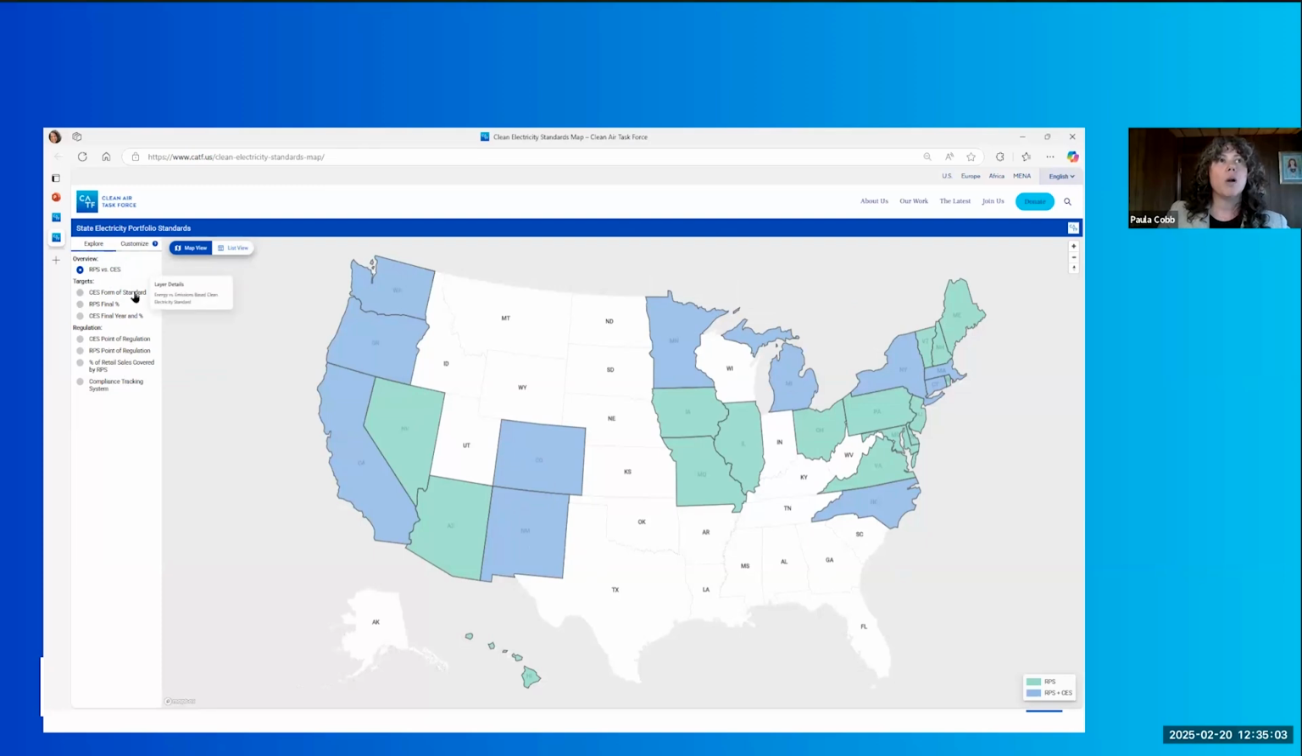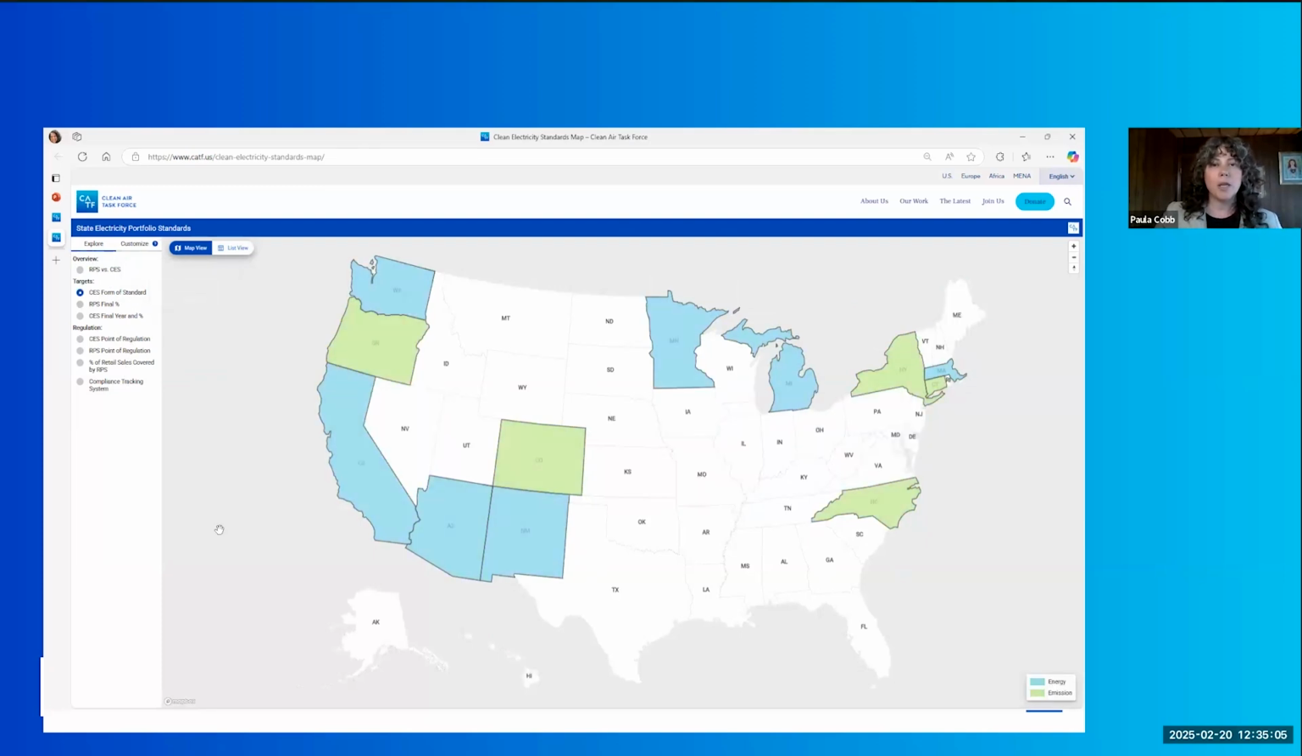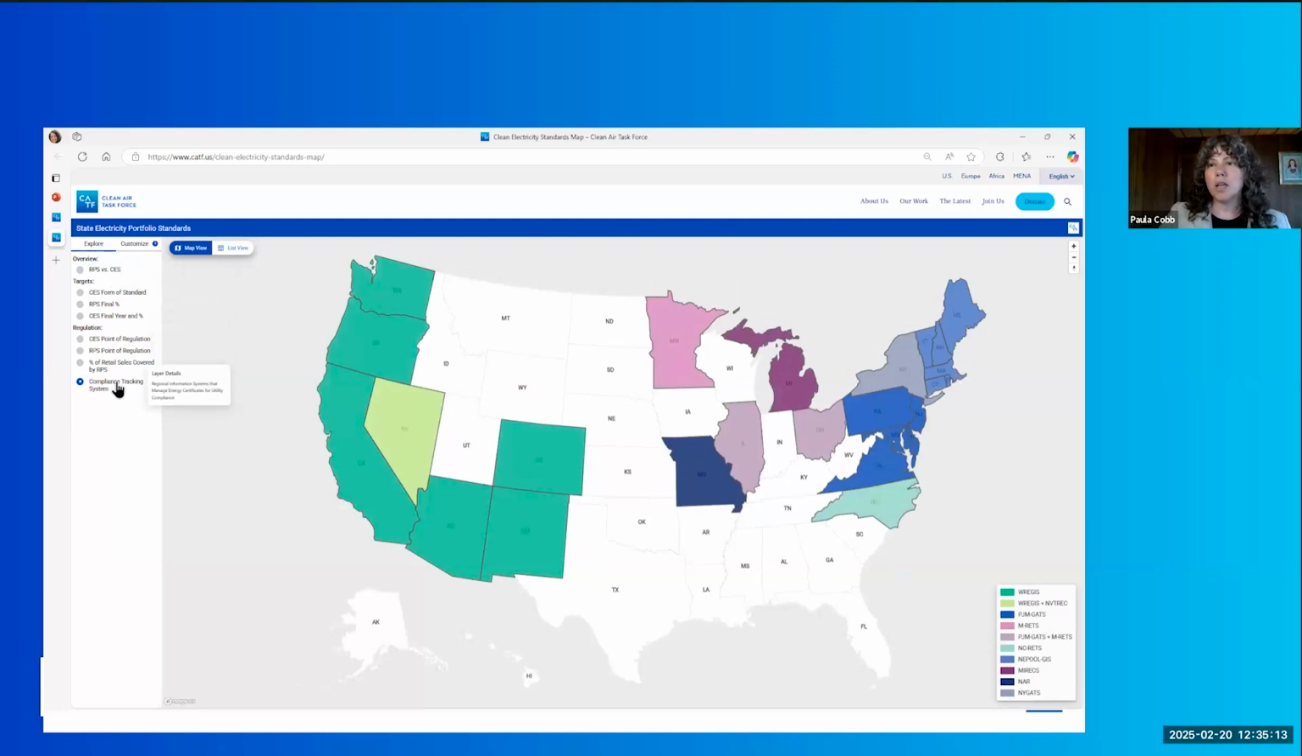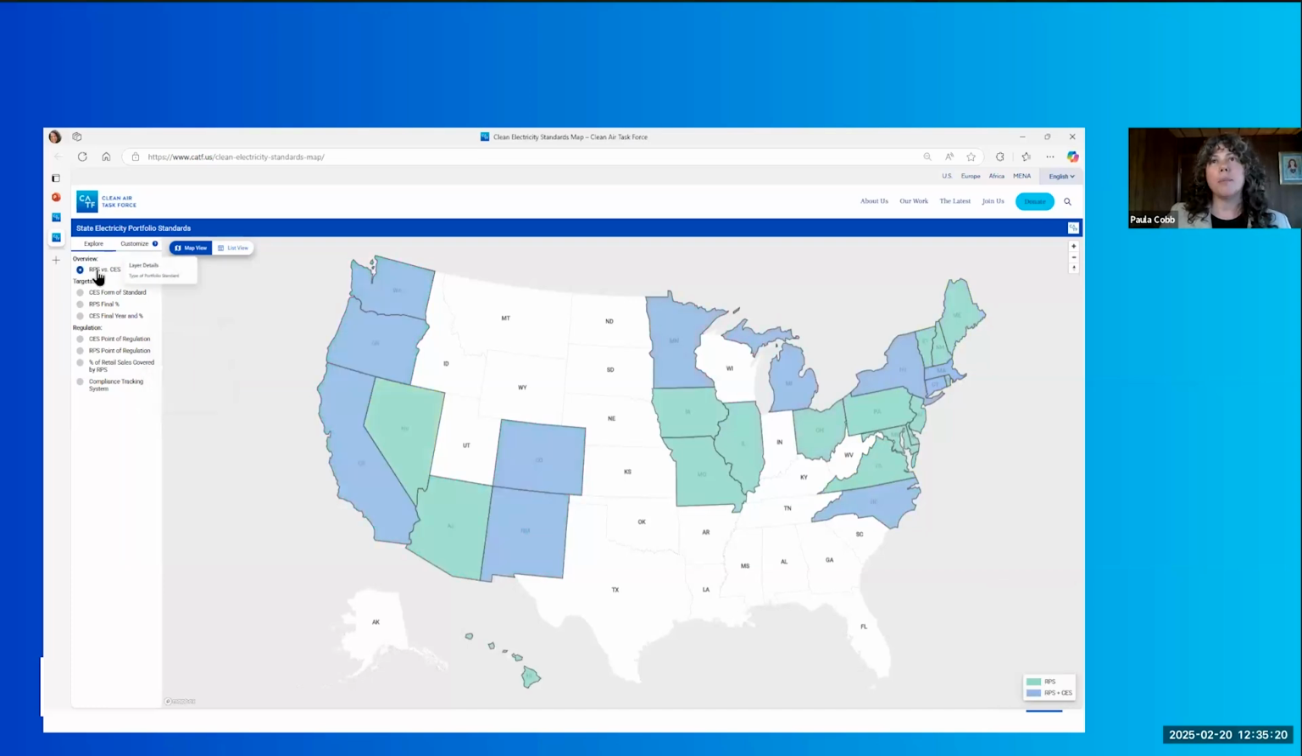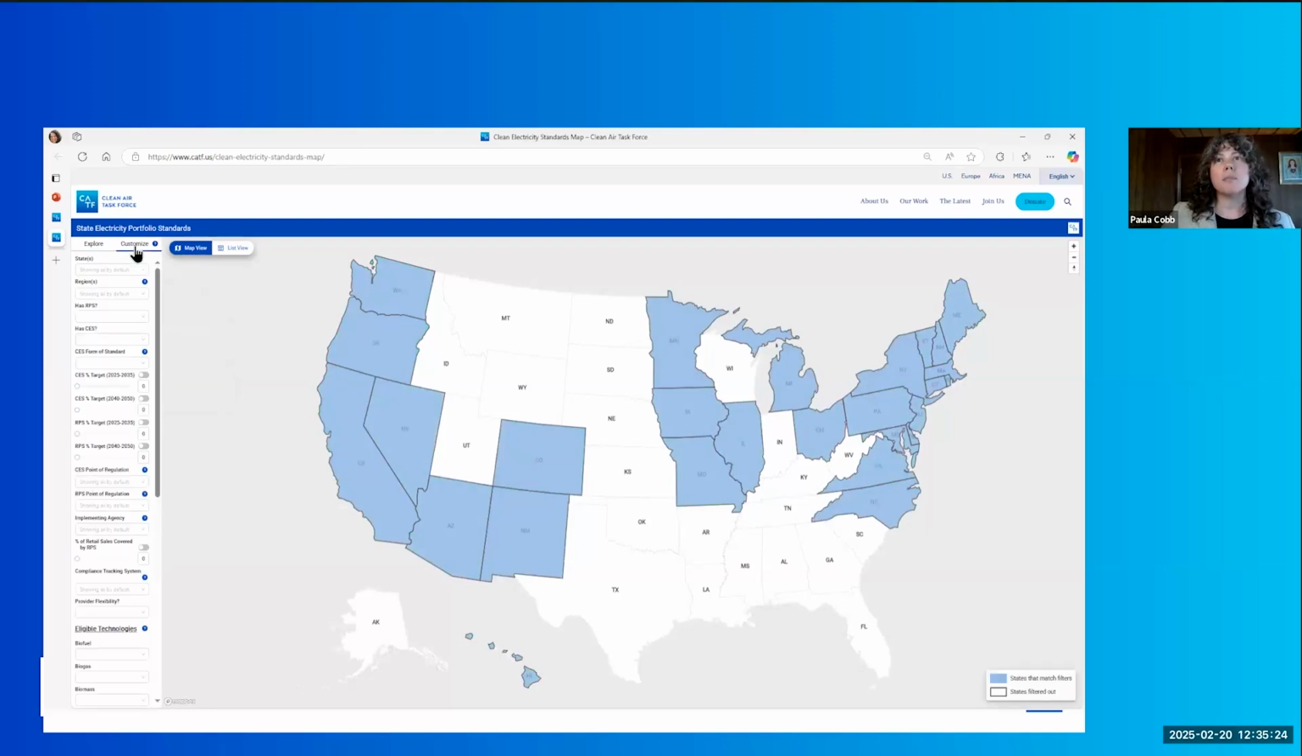You can even see what form of standard they've chosen. Is it an emission-based standard? Is it an energy-based standard? What's being regulated? Is it retail sales or is it emissions? How are they tracking compliance in these individual states? And once you've really exhausted those high-level options, you can go to this other tab. It's the Customize tab here.